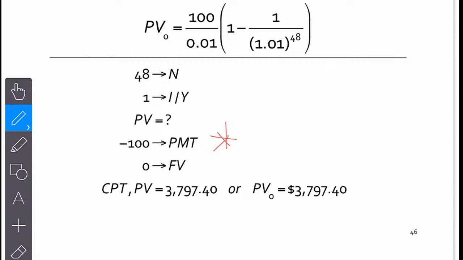And then the future value, we have to put a placeholder. We're not going to use that for now. Put a 0 in there. Okay, so you enter all the values, and then you ask to compute the present value of that. So the amount is $3,797.40. Okay, let me give you some time to try that. Punch that all in, and we'll discuss it.